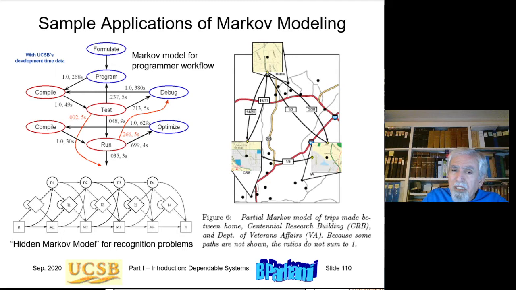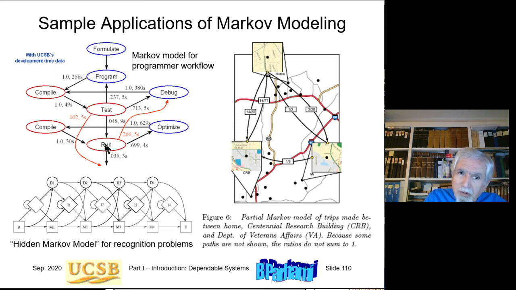There are many applications for Markov chains. I have drawn some diagrams outlining 3 such applications. There are many more. So let me just describe one of these examples up here. This is a Markov model for a programmer's activity. The problem is formulated, the program is written, the program is compiled, the program is tested. Okay, then it is debugged. We go back to compile and iterate in this cycle until we are satisfied with the test.